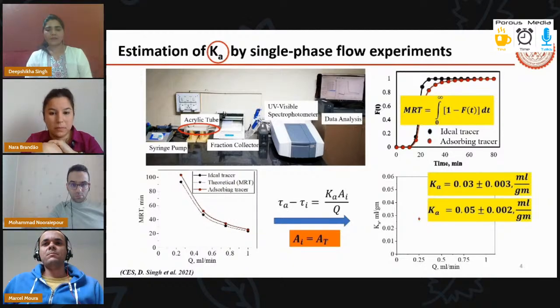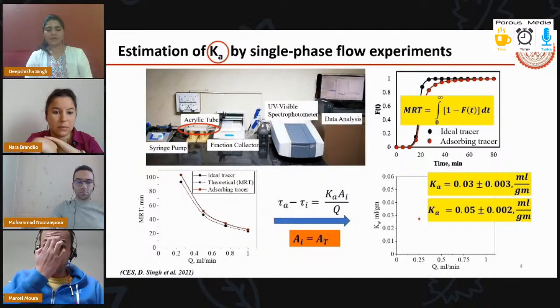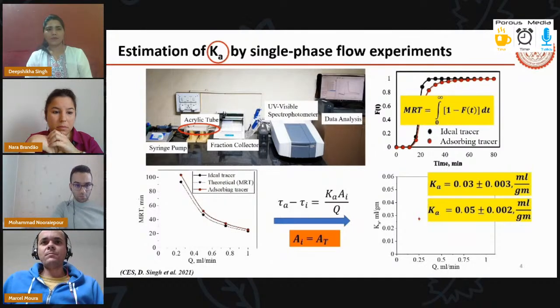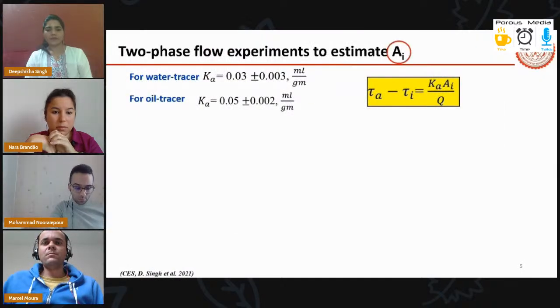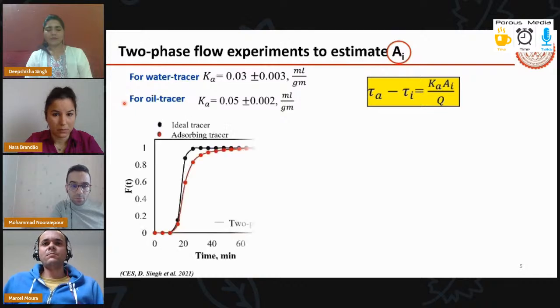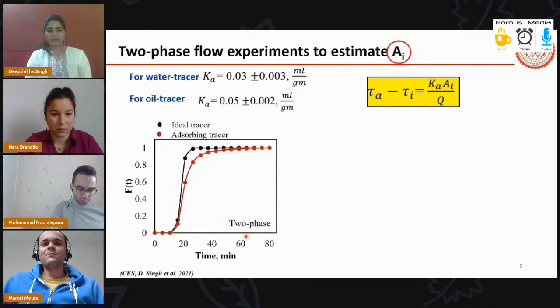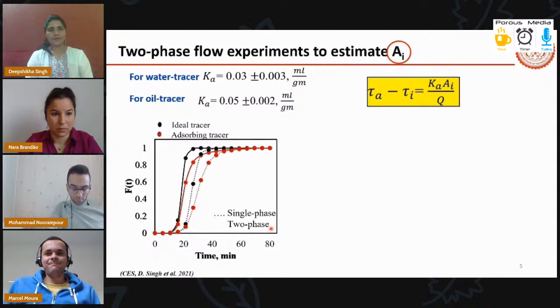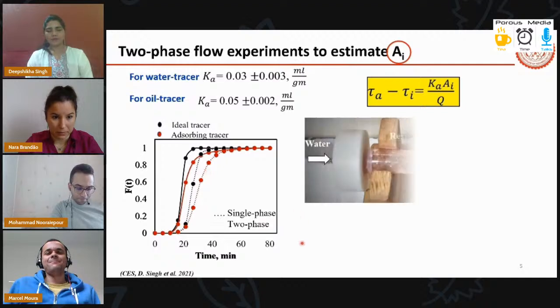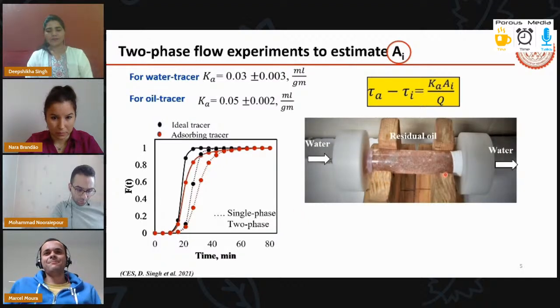Next we use this estimated Ka in the two-phase flow experiment to measure the fluid-solid contact area. To measure the fluid-solid interfacial area at different residual phase saturations using the estimated Ka, I am showing here an experimentally obtained tracer breakthrough during the two-phase flow. When we compare the two-phase flow curve with the single-phase flow curves, we see early arrival of the tracers during the two-phase flow experiment. This is because the volume occupied by the mobile phase is reduced in two-phase flow due to the presence of the remaining, or residual, phase.